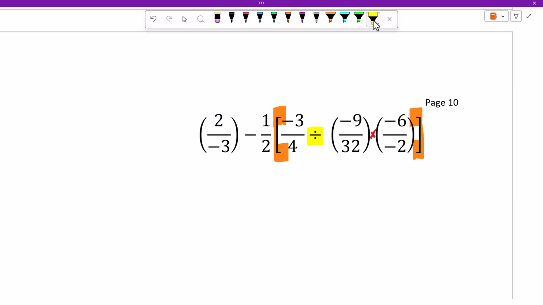So the first fraction stays the same. Right? Change that to a multiplication, and we flip it. And just keep the negative sign up on top. All right?